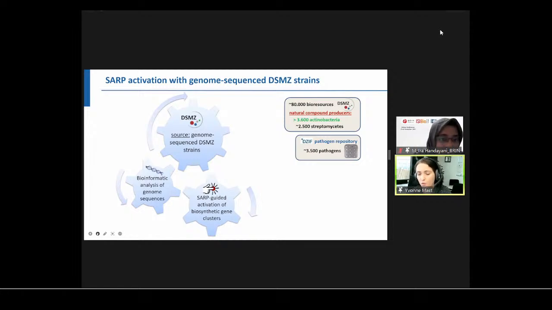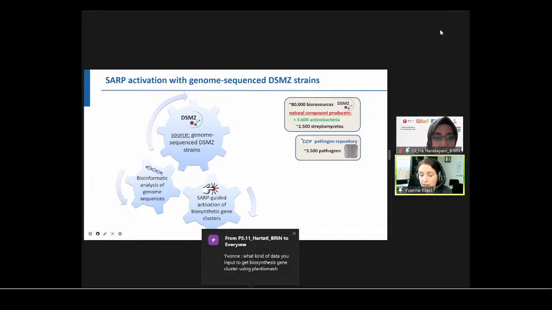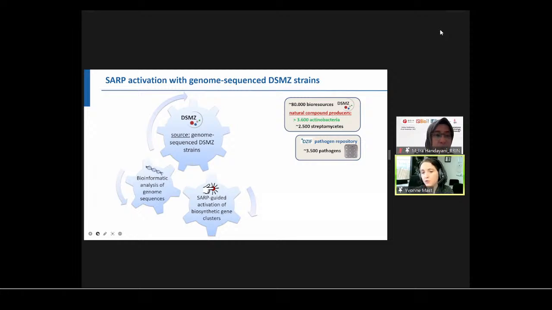So what we are just doing at the moment is that we apply this to the genome sequenced strains of the DSM-C. So we scale that activation strategy up, and we already screened hundreds of genome sequenced DSM-C strains for the abundance of sub-genes and sub-consensus sequences. And these are the ones that we are currently using for performing our sub-guided activation strategy.